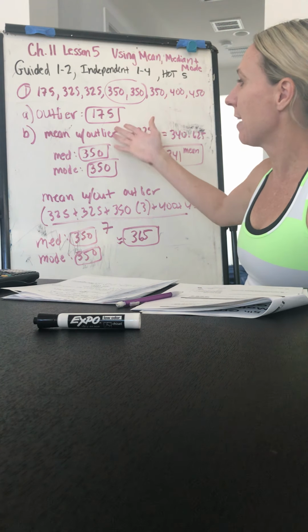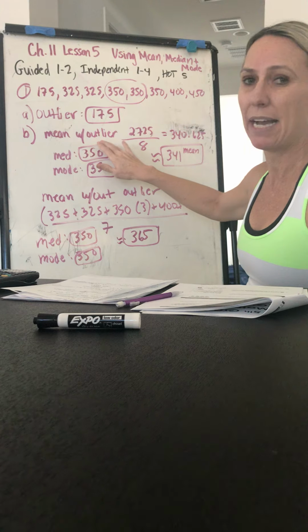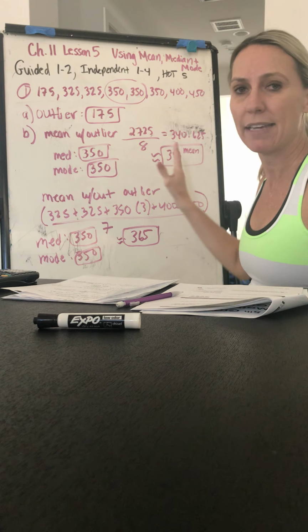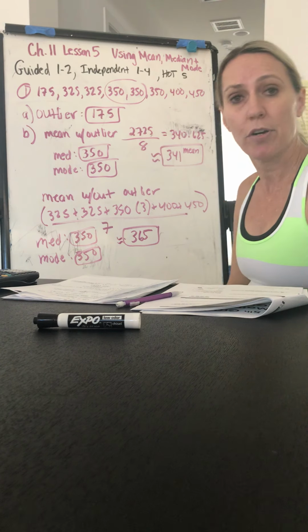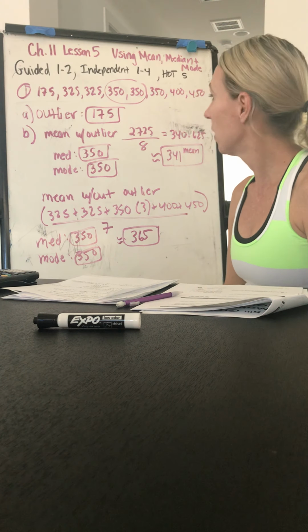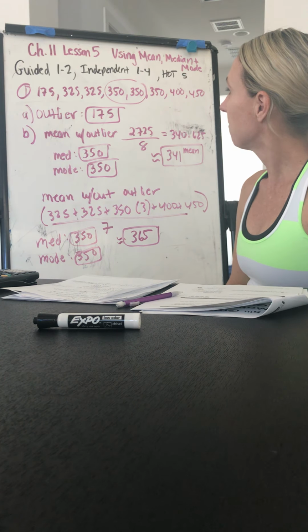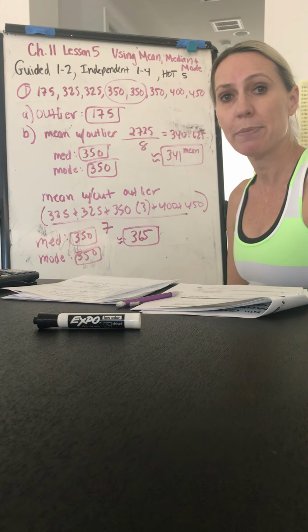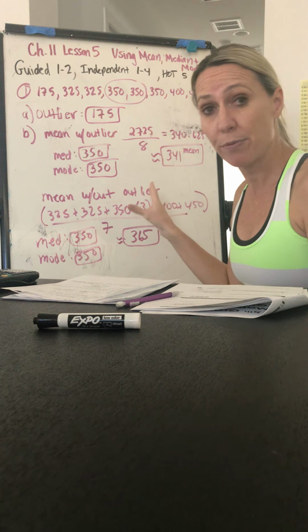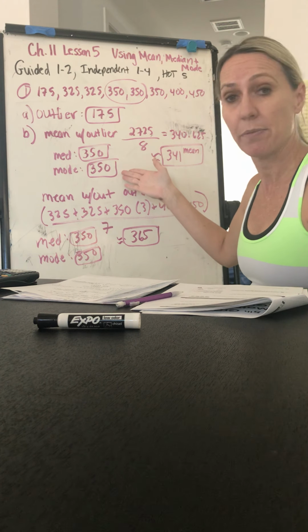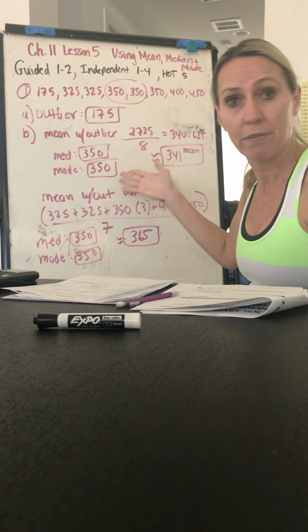With the outlier, same thing. When there's a big outlier, you don't want to use the mean because it can change it. So in this case, the median or the mode, because they're both the same, would work. Either one's fine as long as you explained it. If you said the mode's right in the middle and there were 3 of them, therefore I thought the mode was a good measure, that would work.